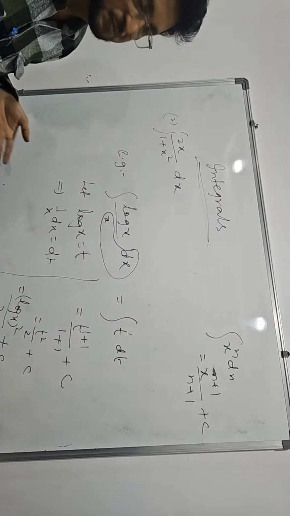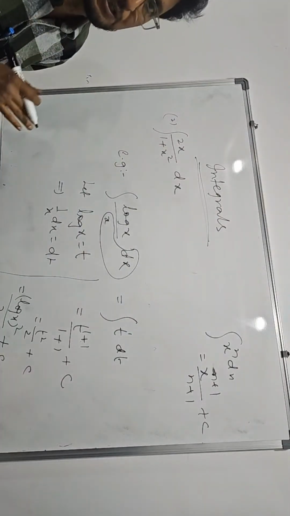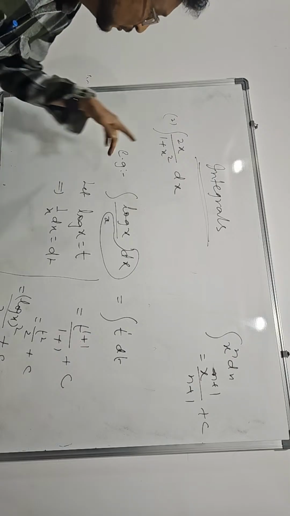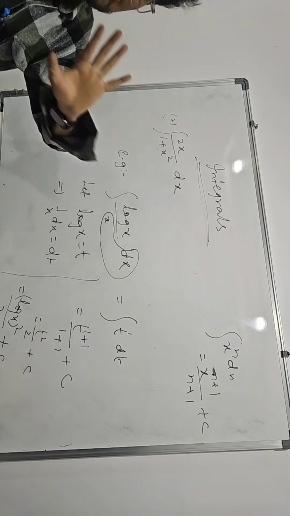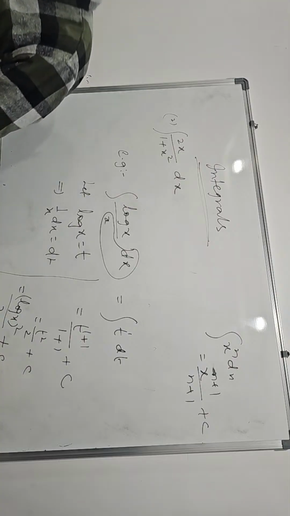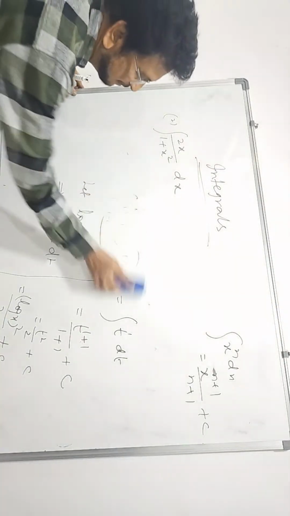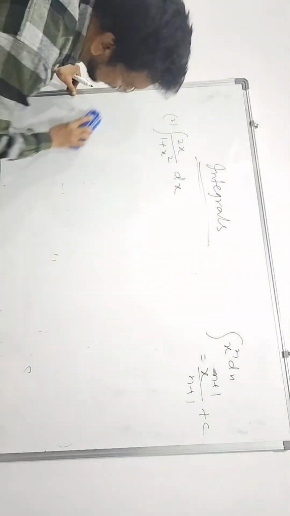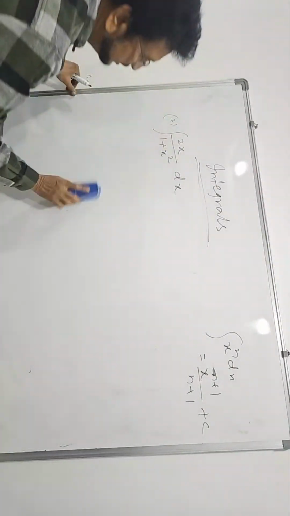Yes, think it. Suppose 1 plus x square is equal to t. d by dx of 1 plus x square is 2x. 2x is existing in it, which means we are supposing correctly. Therefore, we shall suppose 1 plus x square is equal to t. The substitution we are doing here is 1 plus x square is equal to t.